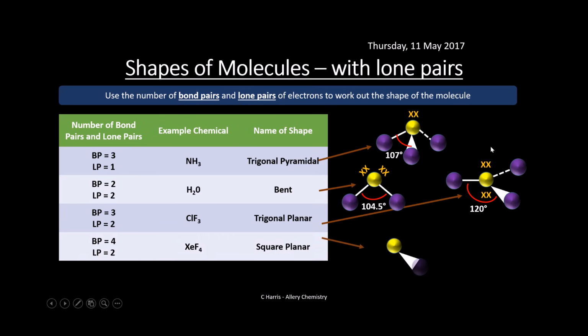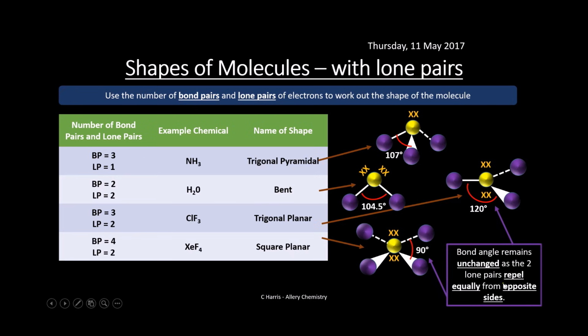And finally, we have 4 bond pairs and 2 lone pairs. This is an example of a square planar. Again, this would have been based on an octahedral shape. Take the 2 poles out, we have 90 degrees that's left behind, and so we've just got this flat shape here. And this is called square planar. But like I say, the bond angle remains unchanged as the 2 lone pairs repel each other equally from opposite sides.